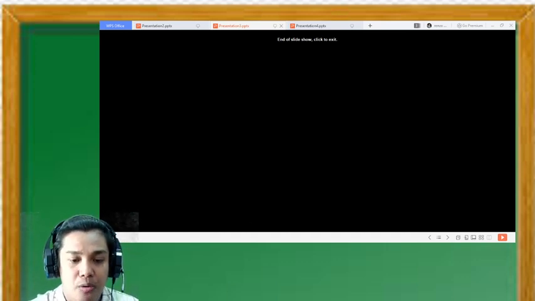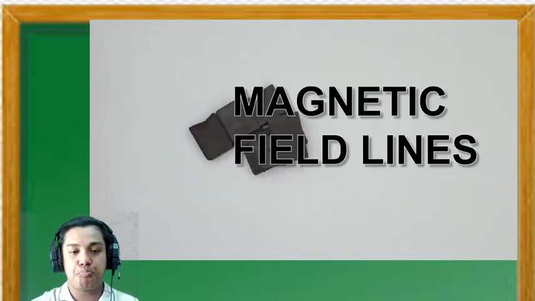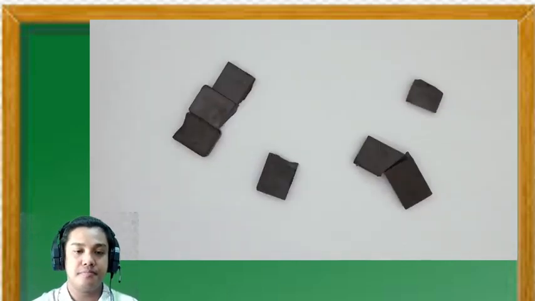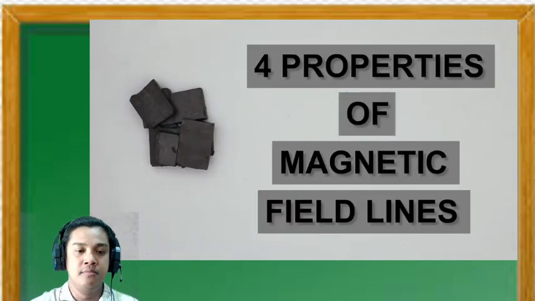So now I have here a video regarding the experiment on how we create the magnetic lines using the bar magnet, okay? And what are the four properties of magnetic field lines? So let us watch this. It's probably safe to say that you have a very good idea of how the magnetic field of a bar magnet looks like. But do you know the four important properties of magnetic field lines?